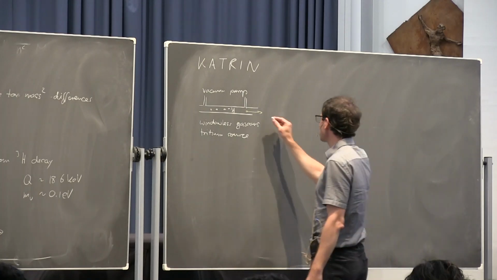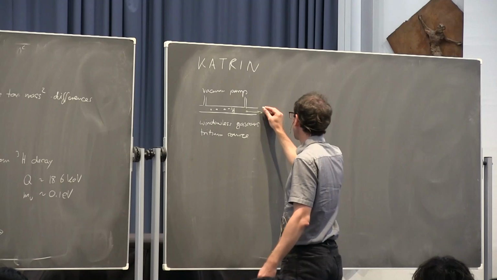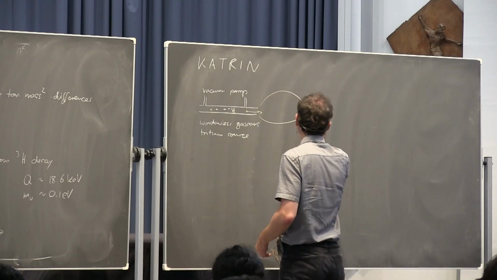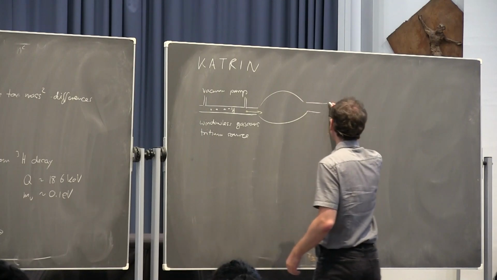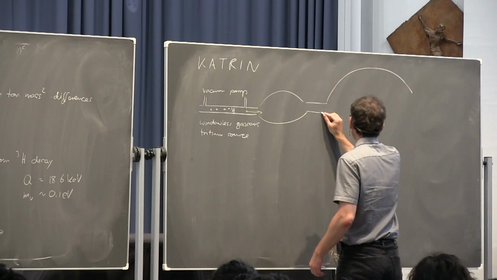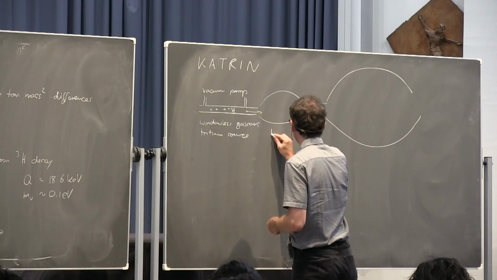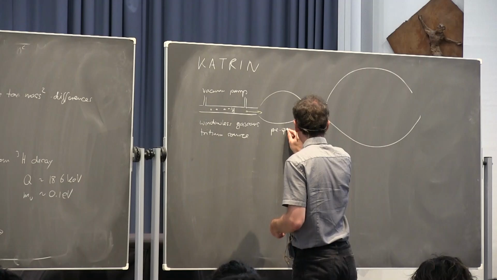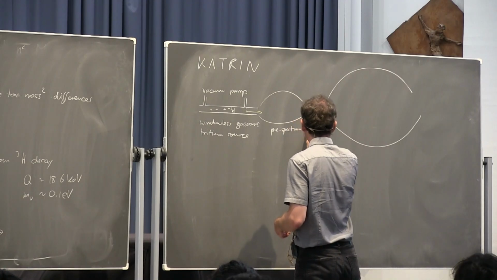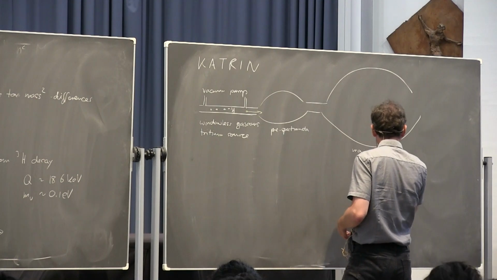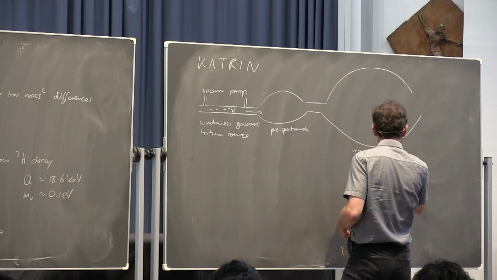Afterwards, there are two spectrometers, a pre-spectrometer and a main spectrometer. So these are essentially, let's imagine them as some vessels, one much smaller than the other. Pre-spectrometer and main spectrometer.